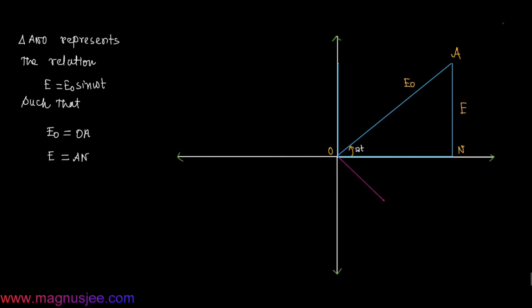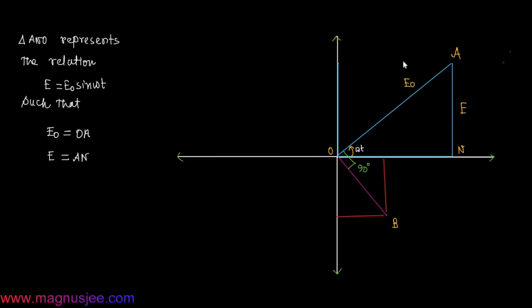Now we can draw a straight line which will be perpendicular to the hypotenuse OA. That means this straight line will be perpendicular to the peak value of voltage E0. This straight line is OB. OB lags behind by a phase angle of 90 degrees, perpendicular to the straight line OA.